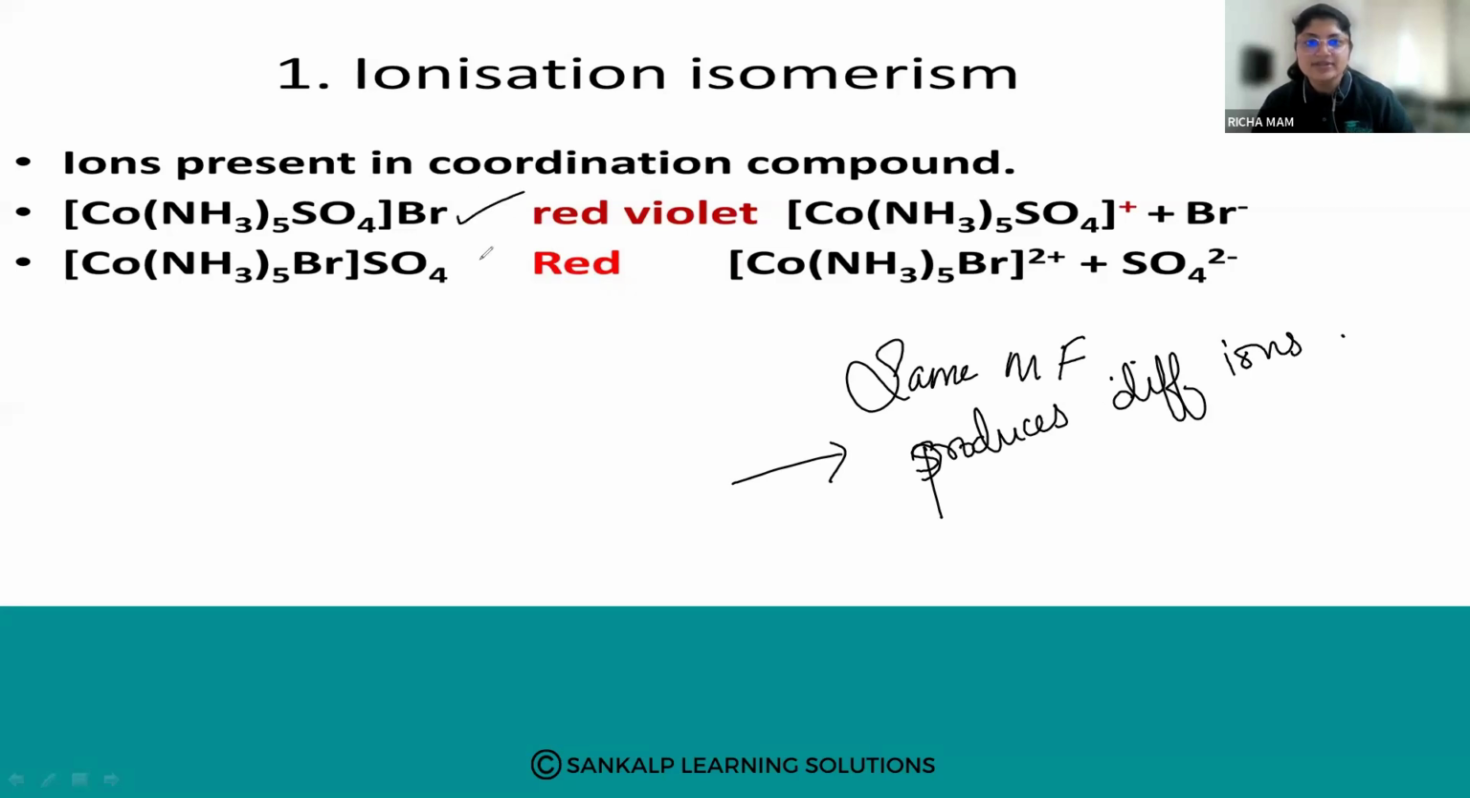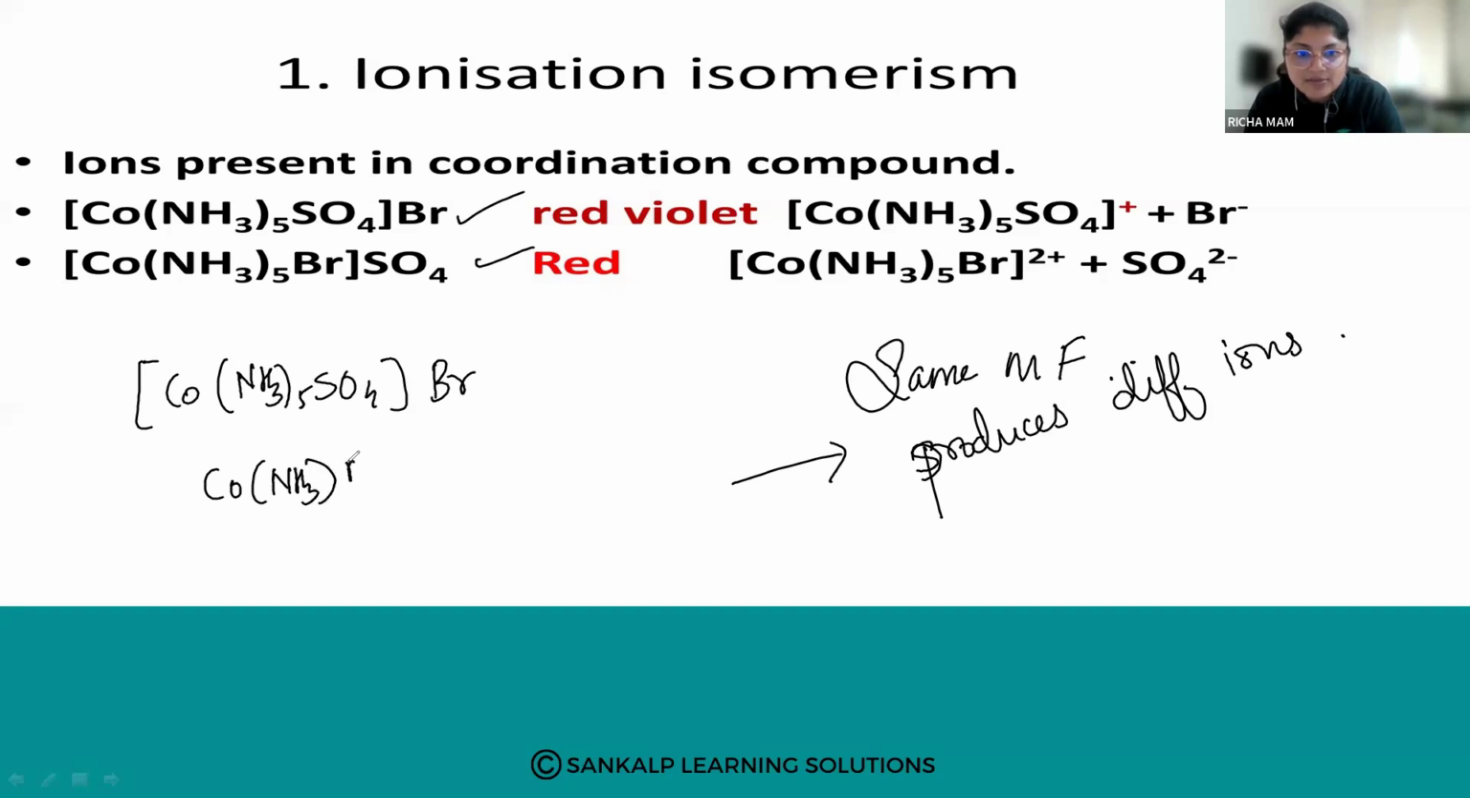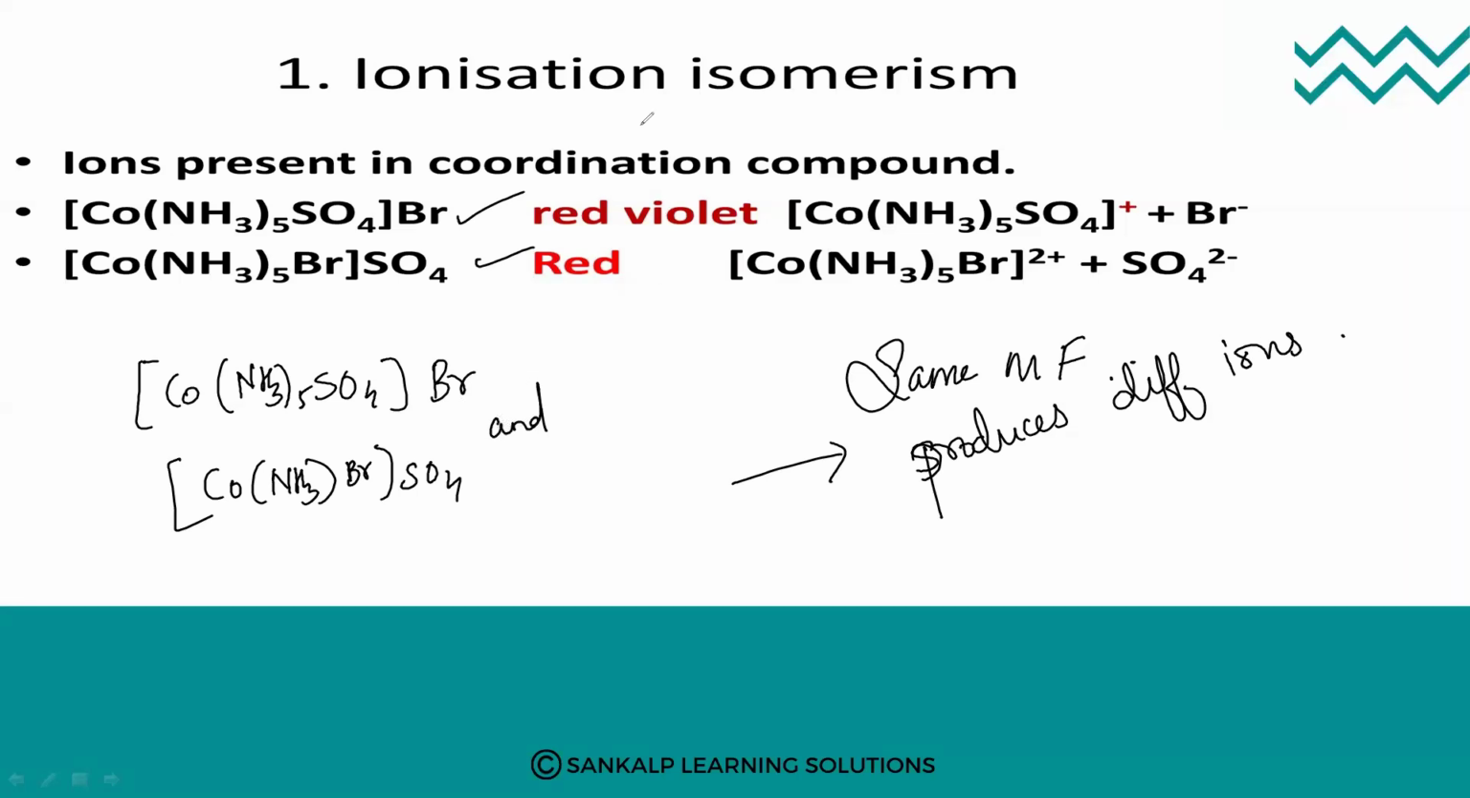So note down the examples. Here, cobalt NH3 5 SO4 Br. When you add this in solvent, it may dissociate into cobalt NH3 5 Br SO4 also. When you add it in solvent, the ions may change, and they produce different ions when you add it in water. Please note down this.